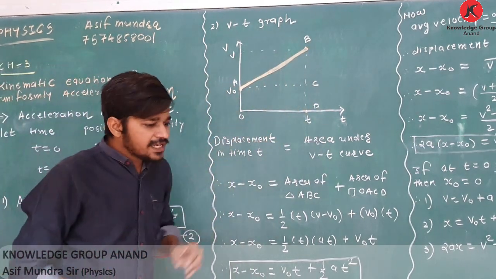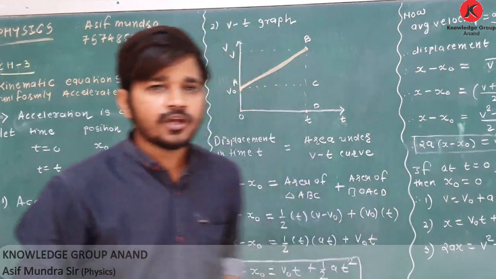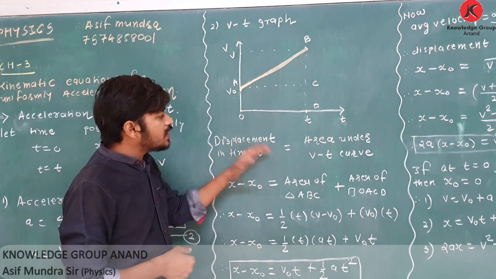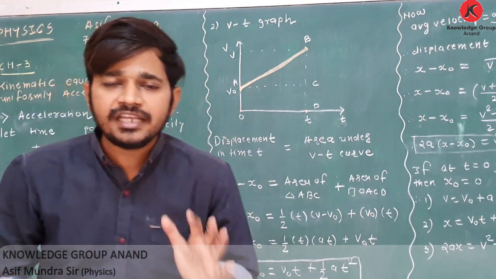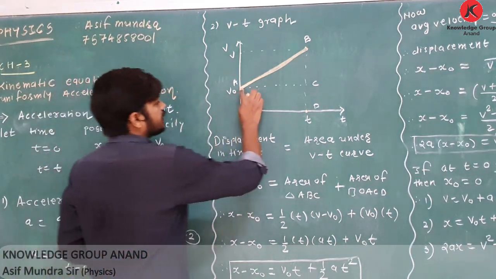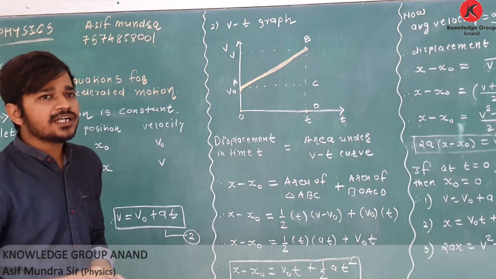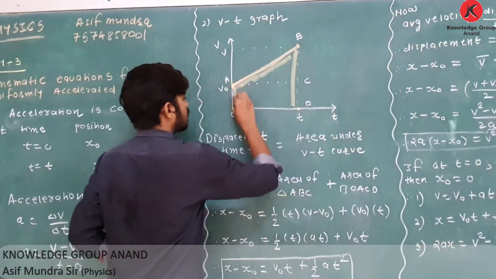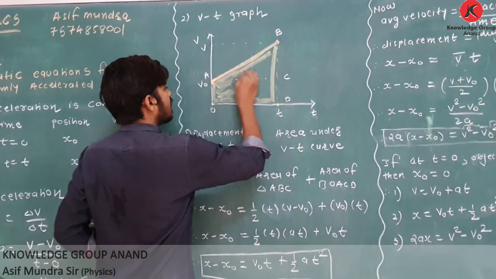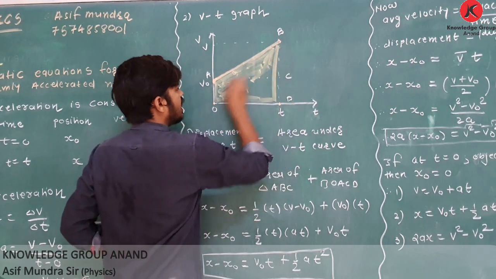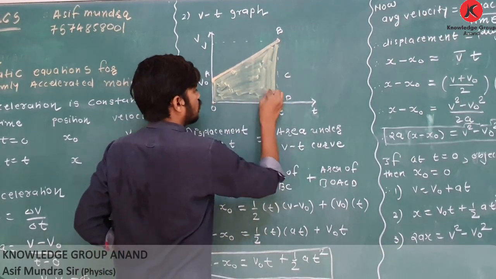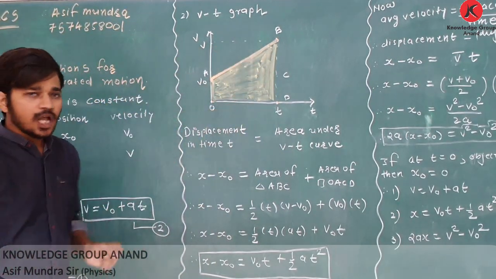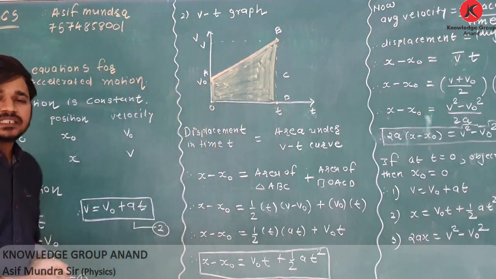Now, in the last lecture, in the last point, we made a note: displacement in any time is equal to the area under the v-t curve. See, this is the v-t curve. Then what is the area under the v-t curve? This whole area is the area made by this v-t curve with the time axis. If you find this area, it is equal to displacement.